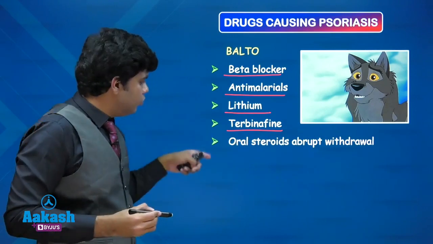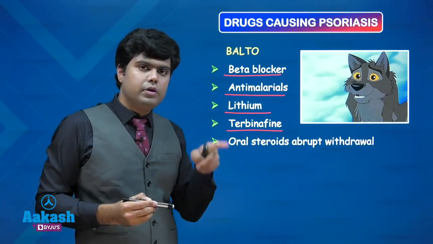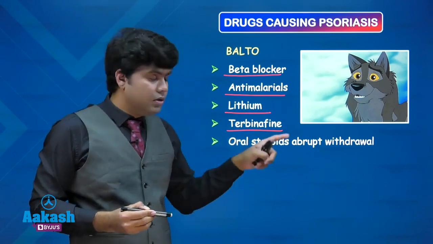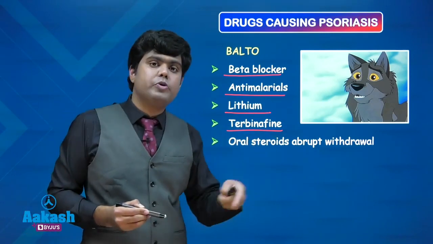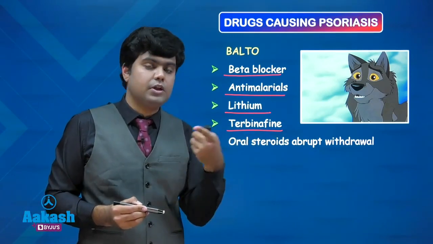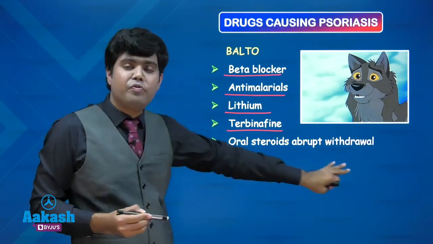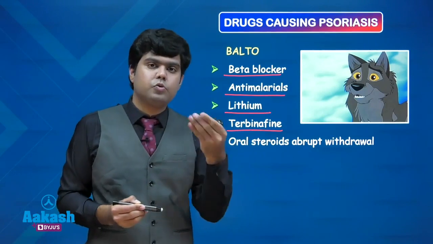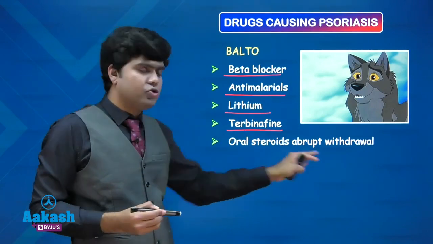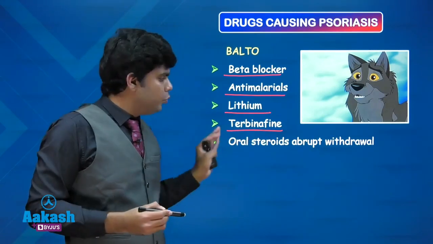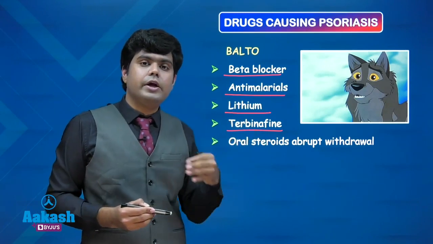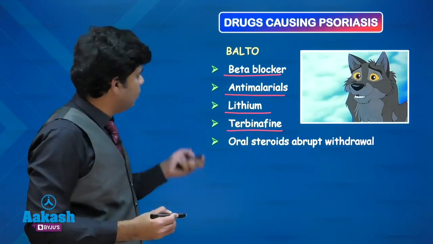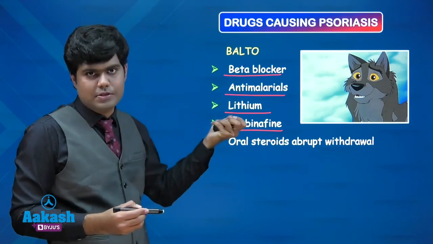So as soon as you withdraw steroids on a patient who is having psoriasis, the psoriasis can aggravate and lead to pustular psoriasis. This is another MCQ. Pustular psoriasis often is precipitated when a patient is put on oral steroids for psoriasis and suddenly the patient stops taking steroid. Then it will lead to exacerbation and a new type of psoriasis, which is pustular psoriasis. Right? Alright, so Balto, drug-induced psoriasis.